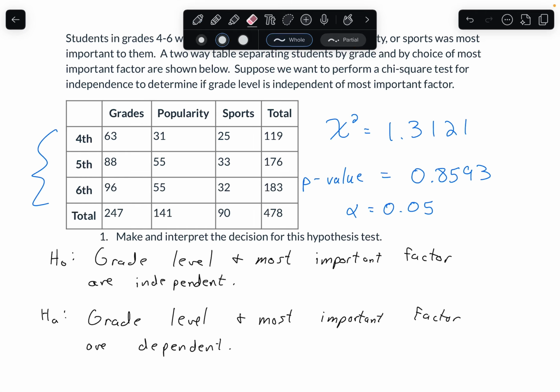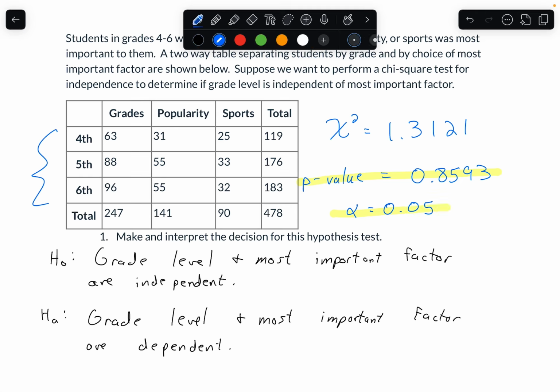From our previous problem, we also have our chi-square value up here of 1.3121, and we also have our p-value of 0.8593. So we're going to start off just by making our decision and interpreting our decision for this problem. We have an alpha of 0.05.